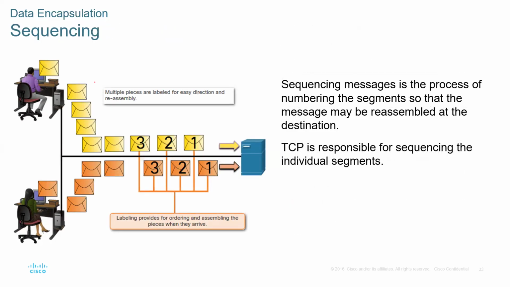After we've segmented our message, there is need for sequencing. Sequencing messages is the process of numbering the segments so that the message may be reassembled at the destination. A protocol which is responsible for sequencing is TCP. UDP, the other one in the transport layer, does not have sequencing. So it means whatever arrives, arrives. But with this one, if our information is sent as 1 2 3, it must arrive as 1 2 3, and that defines what we call sequencing.